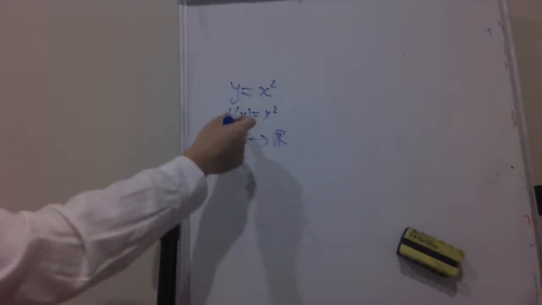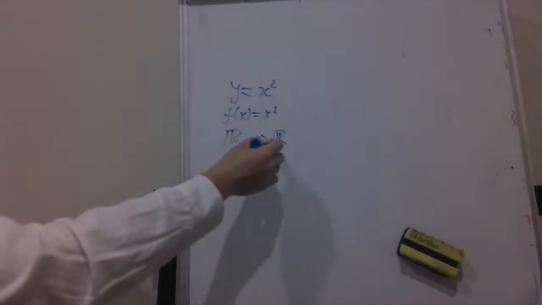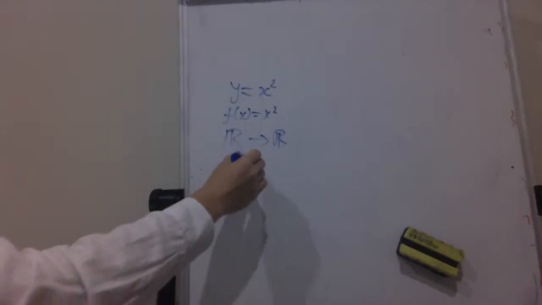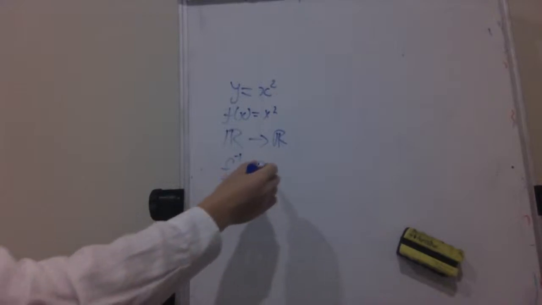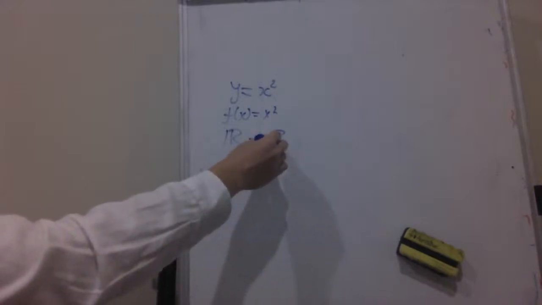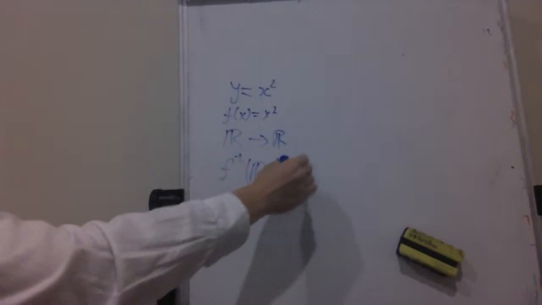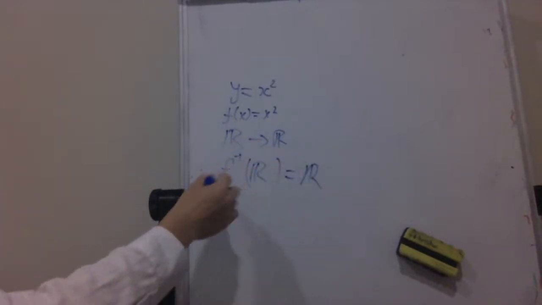But the range is positive. Not negative. For example, you could have the pre-image. So we call the pre-image of R all the things that output inside this set R. Can you see that? That's the entire domain, right?